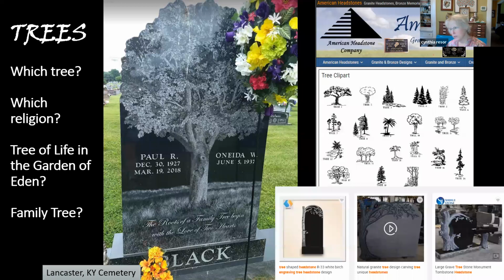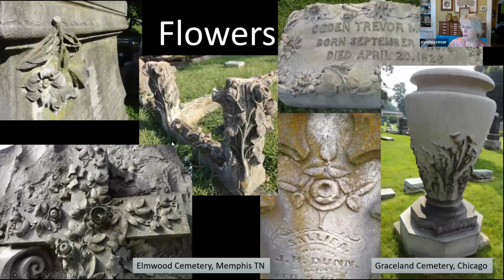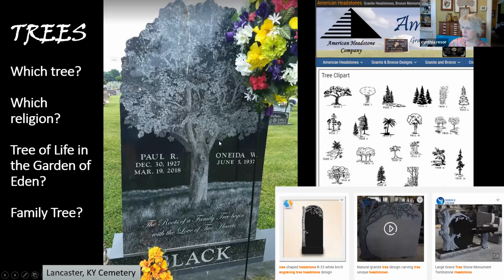Trees, again, what does a tree symbolize? Well, which religion are you talking about? Which tree are we talking about? Are we talking about the tree of life, the Garden of Eden? Are we talking about a family tree? Here's a very modern tombstone from the Lancaster Cemetery, and it has a tree, and it says the roots of a family tree, so they must be referencing the family tree. But you can pick your headstone out on a website today, and here's all the trees you can pick from. So if I put a palm tree on my tombstone, is that a symbol of, in Christianity, Palm Sunday before the crucifixion? Or does it mean I like the beach, right? So it's hard to say what these mean.